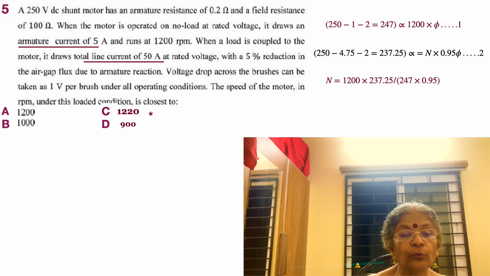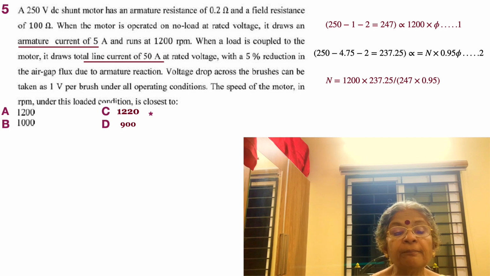So the armature current is creating a drop, which is given by 5 into 0.2, that is equal to 1 volt, and it runs at 1200 rpm. So now we have a no load running case at 1200 rpm, and it takes 5 amps. When a load is coupled to the motor, it draws a total line current of 50 amps. So 50 into 0.2 is going to be the drop in the next case.